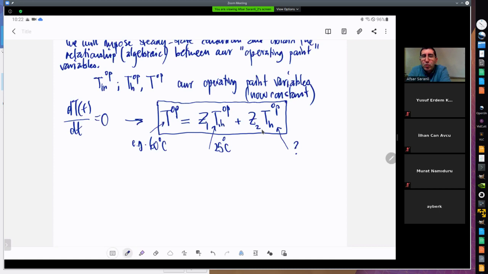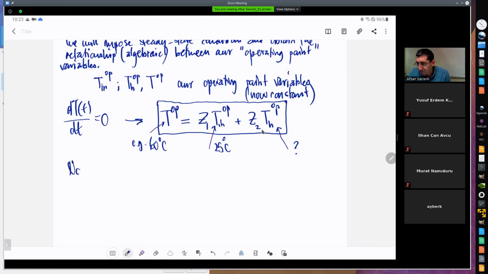If you design your controller and this is your operating point at which you designed the linear model of the system and then obtained the controller, but the input inflow temperature is no longer at 25 degrees but at 35 degrees, you are no longer around the chosen equilibrium point. If you use the same controller, obviously things will not behave in the way that you designed them to behave.